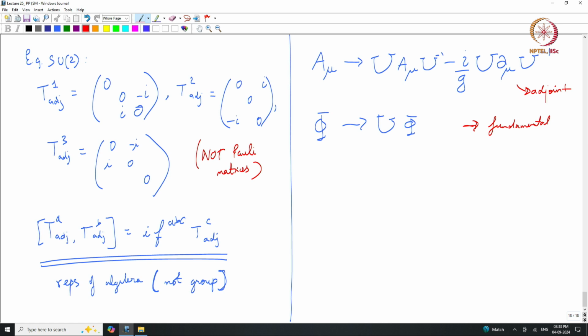Okay, so I'll just write that down. Both of them together have to give me the covariant derivative in such a way that I have this. Under gauge transformations, what happens? It goes as U D mu phi. So I need both representations. That's the idea here.